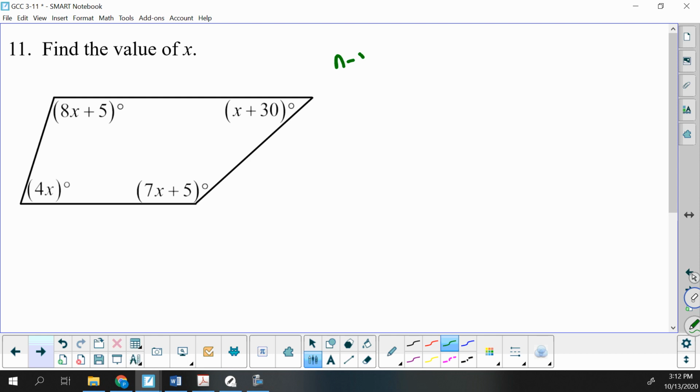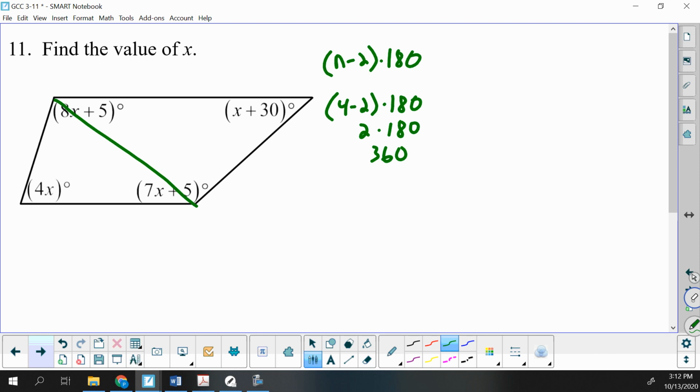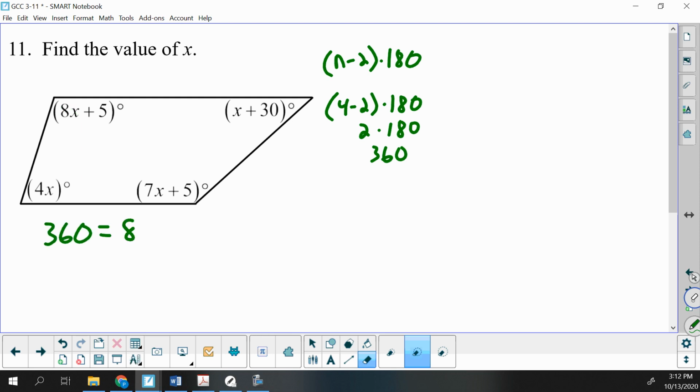So we can do our n minus 2 times 180 to see what's the sum of those interior angles. So that would be 4 minus 2 times 180, which is 2 times 180, which would give us 360. And you might know that from the fact that this could be split into 2 triangles. So 2 times 180, if each triangle is 180, would give us 360. So let's set up an equation. Our interior angles should add to 360.